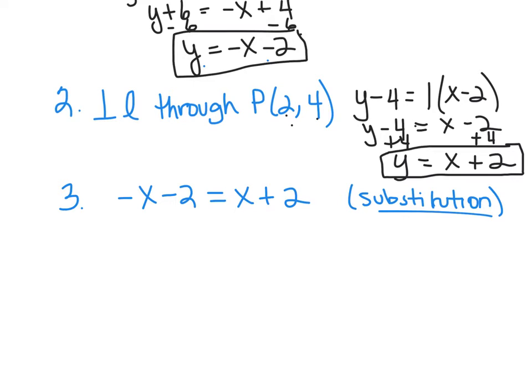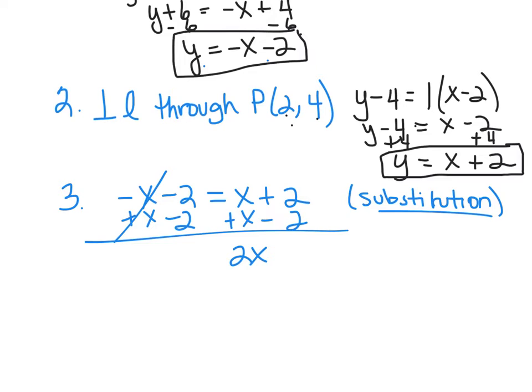All right, so now let's add x to both sides. So we get 2x, and we'll subtract 2 from both sides. Those cancel, and these cancel, so this is equal to negative 4. We'll divide by 2, and we get x equals negative 2. Okay, so that's the x-coordinate of my point of intersection.